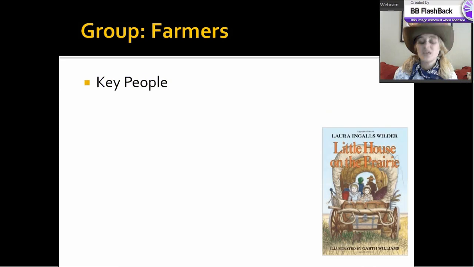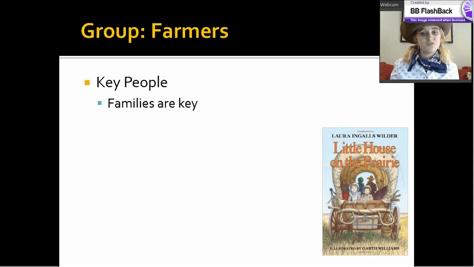In terms of the people, if you've ever read or seen Little House on the Prairie, you might have a kind of general idea of what a life was like for a farmer out here. Families are the key to farming. In fact, if you don't have a family, you're not going to be a very good farmer. Men can't do this by themselves. They can mine, they can work on the railroad, they can be cowboys. They can't be farmers by themselves. You need a family in order to run your farm.